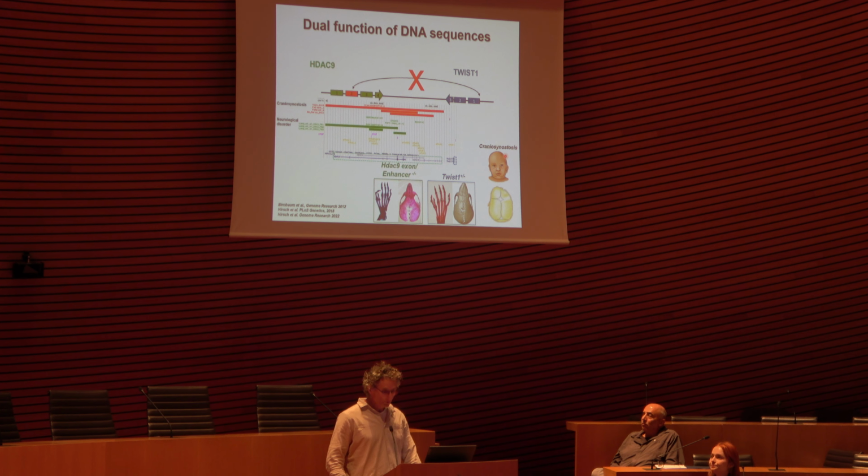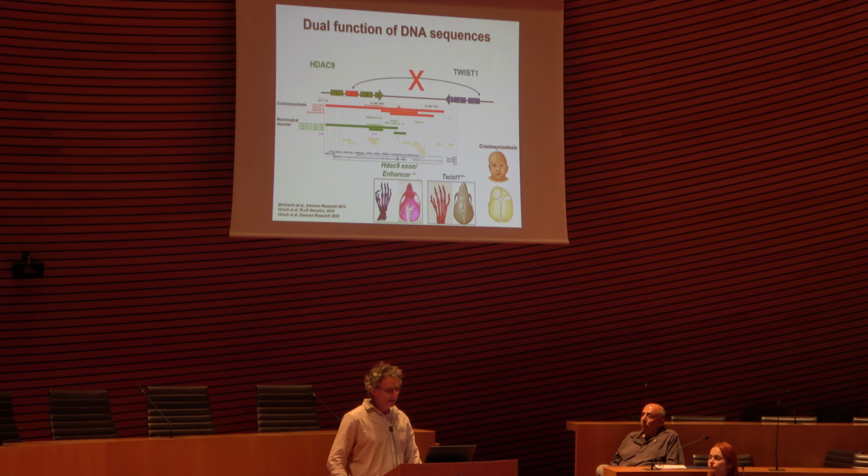What I want to show you here is that we found, okay, each red bar showing a deletion in patients with craniosynostosis. And what I will mention here is that all these deletions in red are covering or deleting HDAC9, the nearby gene for twist1. So it's not affecting the coding sequence of twist1.